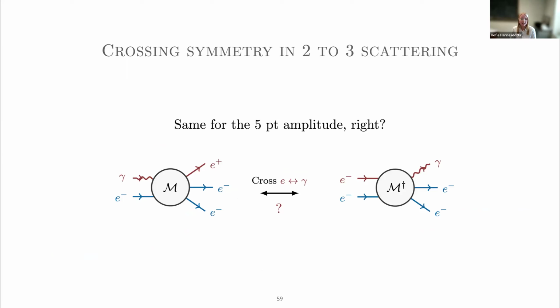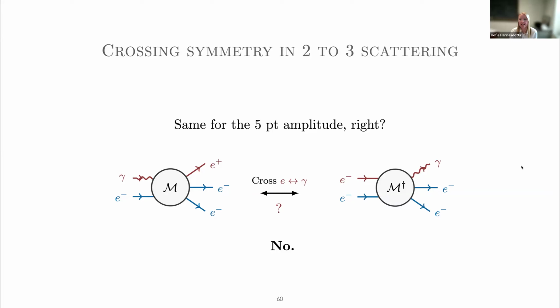So if you had asked me, I guess a year and a half ago now, what happens for the 5-point amplitude, I would have thought that the same thing happened: that if we add an extra particle to this process, so we do E minus gamma to E minus E plus, and we cross the positron and the photon again, then we would just get back the conjugated scattering amplitude for E minus to E minus gamma. But you might have guessed from all the question marks in these slides that the answer is actually that this is not the case. This is not what happens for the 5-point amplitude.